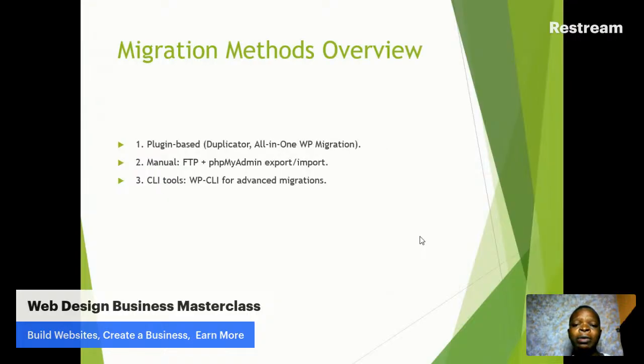So let's look at the migration method overview. We have, the first one, which is called plugin based. The number one and number three, we use basically for live server to another live server migration. But the second one is good for both live server to live server or local server to live server. You can use it. So I'm going to be focusing on the manual migration type, because it's easier to do and very fast.